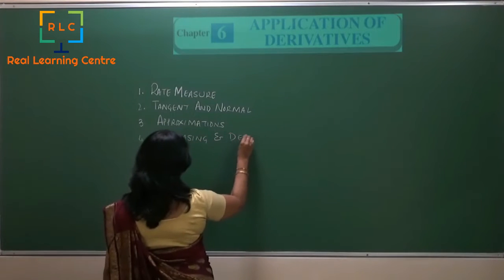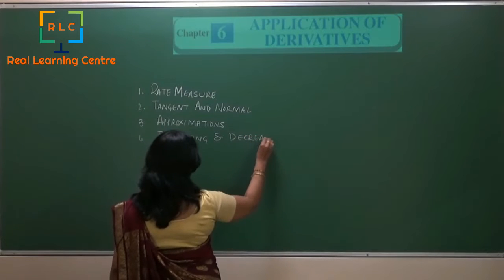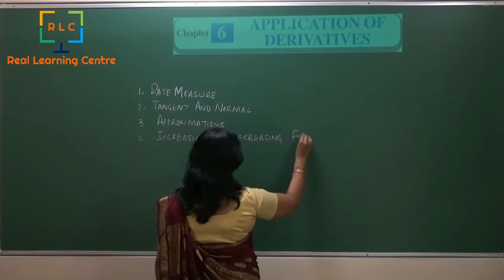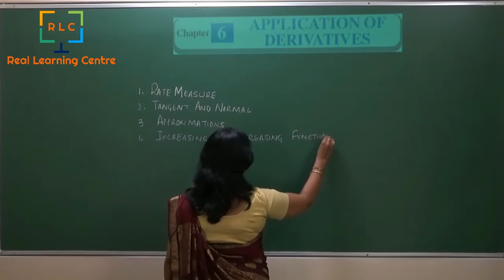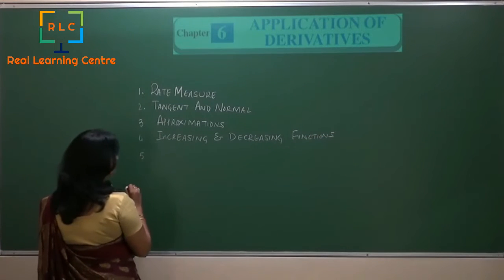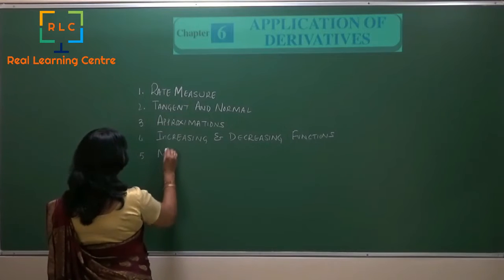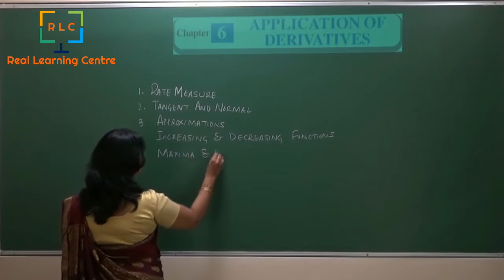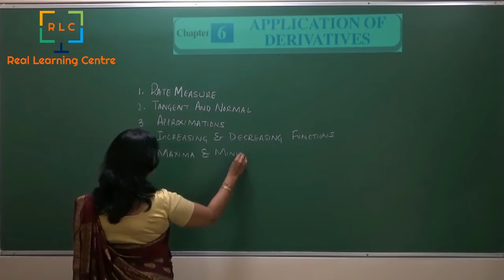Increasing and decreasing functions, which is a very important part of mathematics. Fifth one is maxima and minima. Maxima and minima.